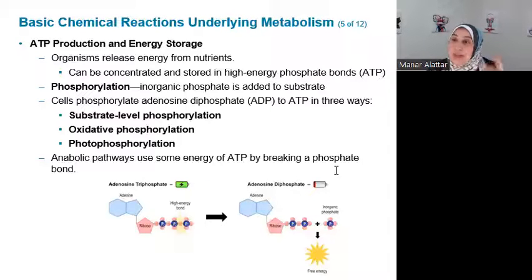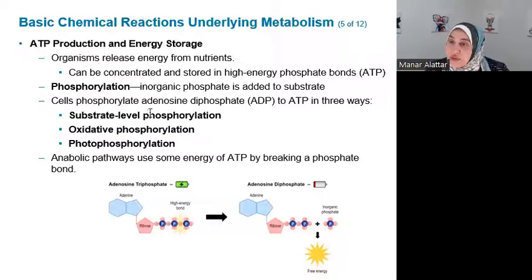And that's why you have to keep on eating, is you have to keep on supplying the nutrients and the energy that you need to keep on recycling ADP, adenosine diphosphate, back into ATP, adenosine triphosphate, so your cell can keep on doing these reactions.